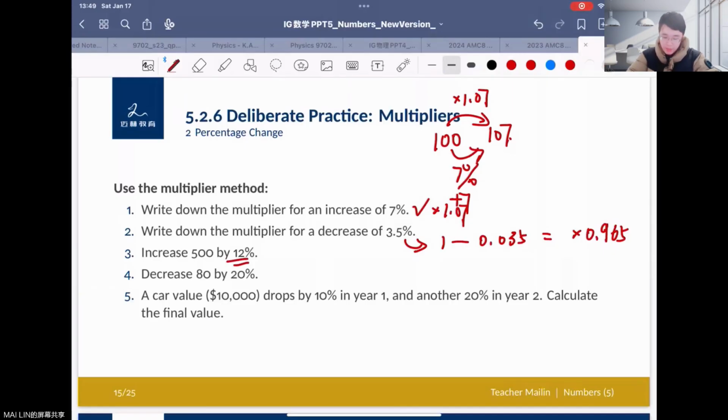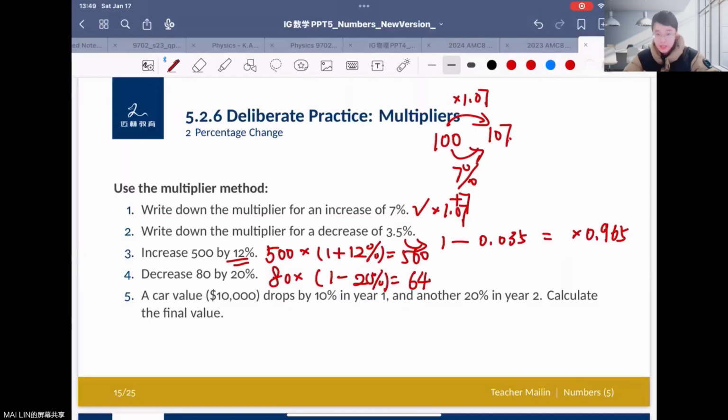For the third problem, if you're increasing 500 by 12%, you can say it's 500 times 1 plus 12%, like this way. So the answer here is 560. And decreasing 80 by 20% is 1 minus 20%, and here the answer is 64.